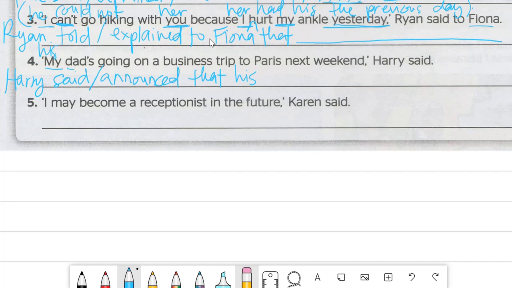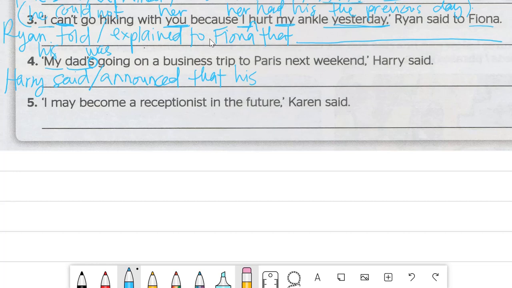Okay. This is a contraction for that is. Sekarang ni kita tak boleh guna is kan? We cannot use is because it's in present tense. So we have to change is to was. My dad was going on a business trip to Paris next weekend. Okay, next weekend ni kita what can we change it into?